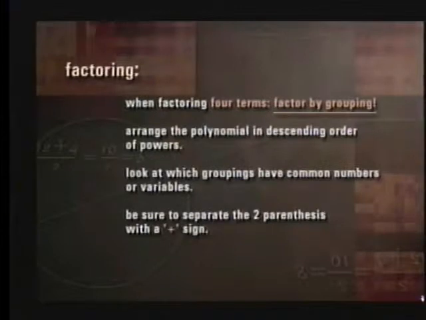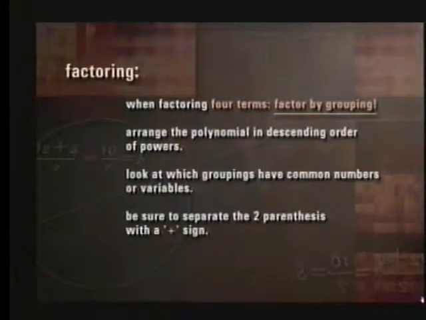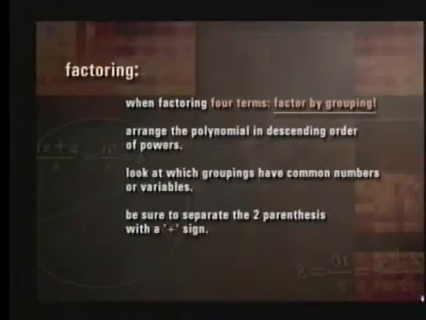Now, a lot of times they do that for you in the introductory books, but in the nastier books, when you get to the college level classes, they don't. So go ahead and make sure you put it in descending order. And then you want to also look at which groupings have common numbers or variables in them. So you kind of have to match things up when you do these factor by groupings. And be sure to separate the two parentheses with a plus sign.